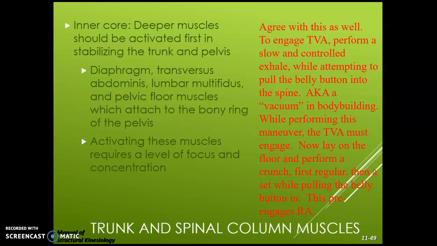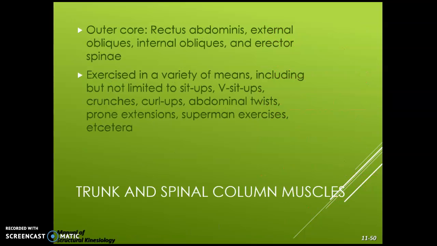So if you lay on the floor and do the same thing and pull the belly button into the spine, exhale a little bit, engage TVA, and then go ahead and work rectus abdominis by doing your crunches, you'll have a noticeably different crunching experience when you bring in TVA first and then do your crunches. And try that with a client. Believe me, they'll notice the difference and they'll appreciate it.